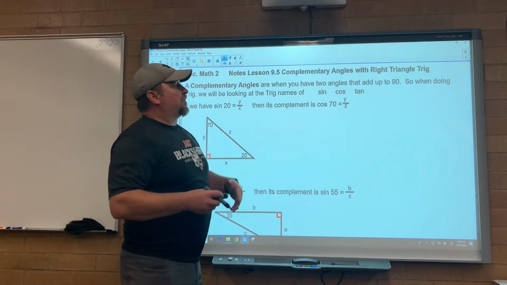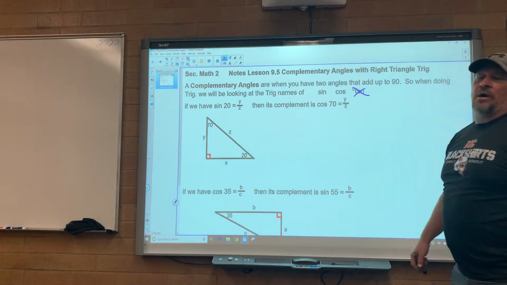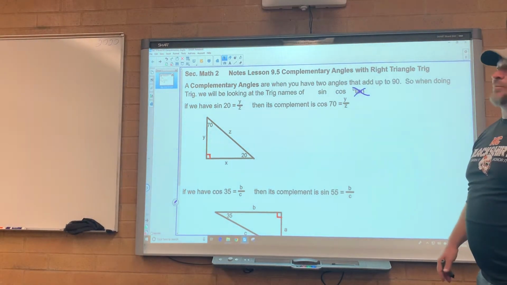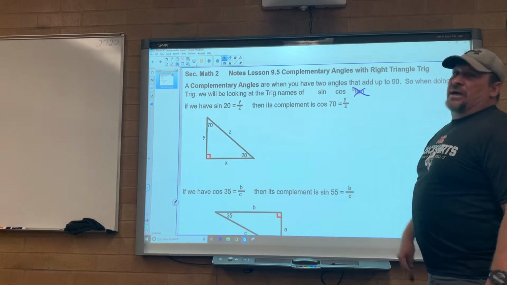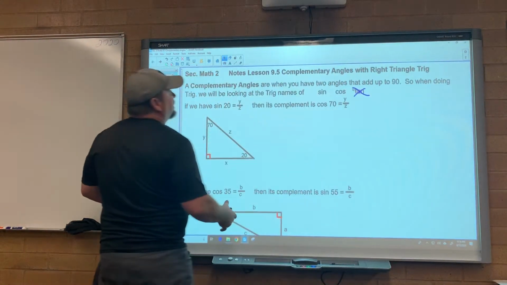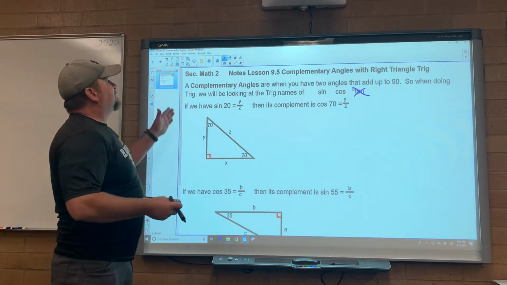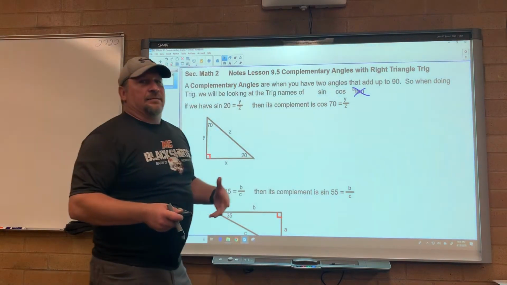The trig names are here. Tangent does not have a complement. Sine and cosine are the only ones that have complements. So I'm going to teach it to you. It's pretty simple. To find the complement angle, two angles have to add up to 90.